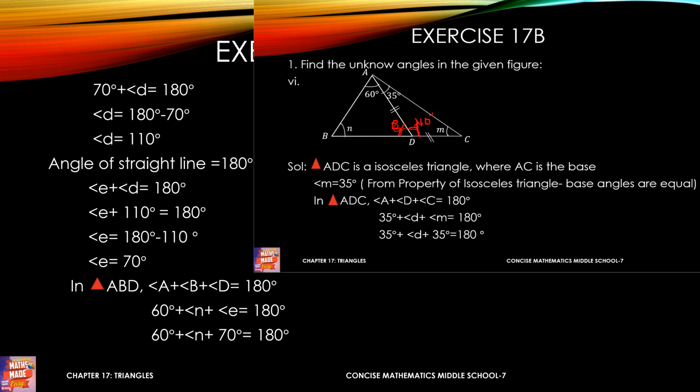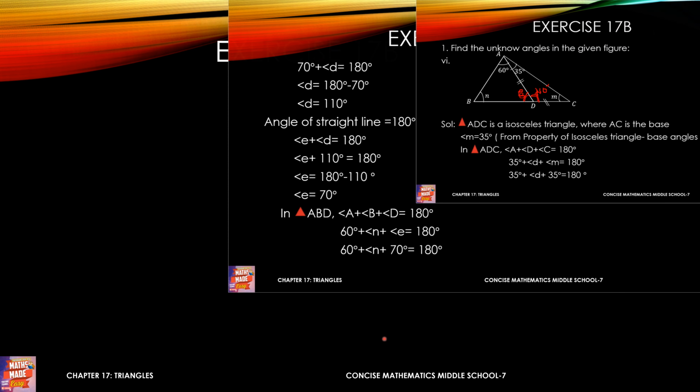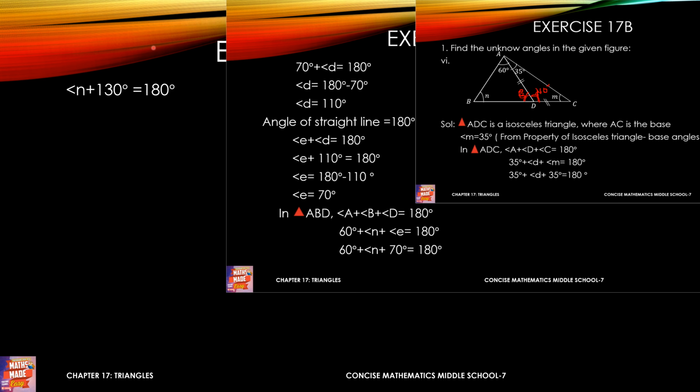Now 60 plus 70 will be 130 degrees. And now since we need to find the N value, get this 130 to the other side. It becomes minus 130. 180 minus 130 will be 50 degrees. So angle N is 50 degrees and angle M is 35 degrees. Hence we have found out the unknown angles from this picture.